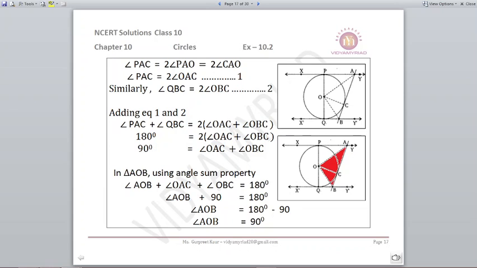So what is PAC plus QBC? Some of the angles are supplementary, that means 180 degrees. 180 degrees will be equal to twice of the other angles. So 90 degrees will be equal to angle OAC plus angle OBC. Now using the angle sum property for triangle AOB, two angles are 90 degrees, so the center angle AOB will also come as 90 degrees, because angle AOB plus 90 will be equal to 180 degrees. So AOB also comes out to be 90 degrees.